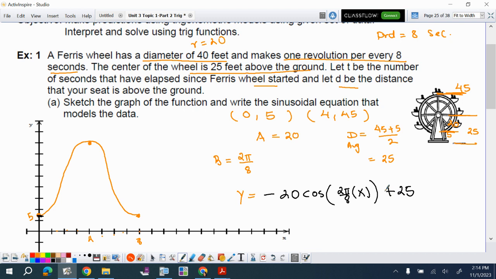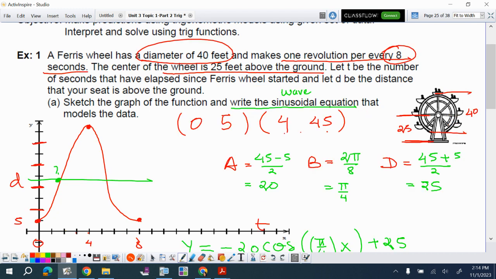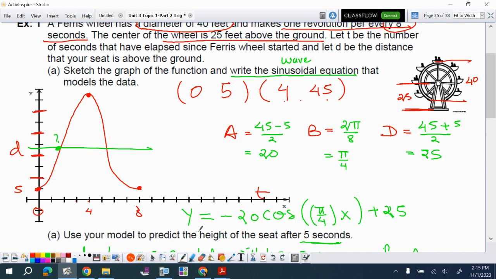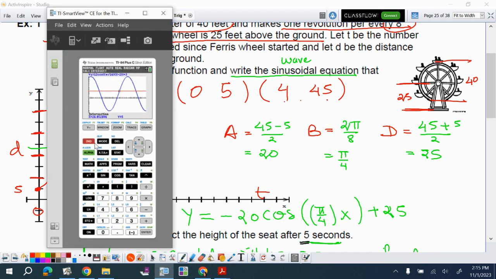So go ahead and put this equation in a calculator like I showed you in the previous example. Y equal to, make sure you have an extra set of parentheses, and put this equation in the calculator. Okay, so we have this equation, negative 20 cosine, and I simplify 2 pi over 8 as pi over 4 x plus 25. Now this example is asking: use your model to predict the height of the seat at 5 seconds. So remember, x is equal to 5. You don't want to use the home screen, you can go back and use the equation calculator feature from the home screen.